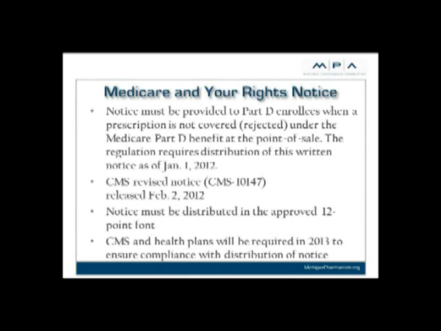At any time a Part D drug is rejected at the point of sale for a Part D beneficiary, you must provide them with a copy of the Medicare and Your Rights notice, and there is a specific version that you must be providing. You see the notice number here, the 10147, and it's got to be distributed in the approved 12-point font. You can't shrink the size and cut it up into smaller versions and stick it in the prescription bag. You must make sure you're handing it to the patient.